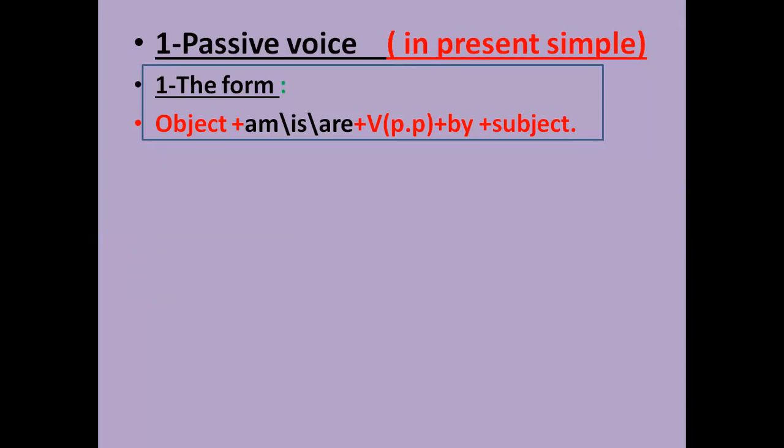Look at this example. Mona sweeps the floor. Change into passive. The subject is Mona. The main verb is sweeps. The object is the floor. To change this sentence into passive, we start with the object, the floor.